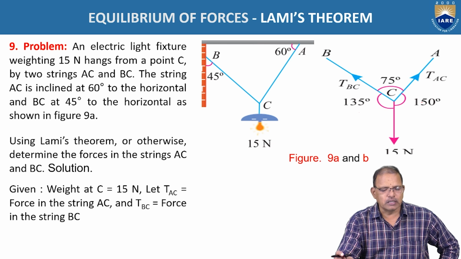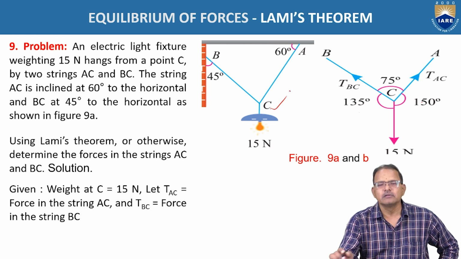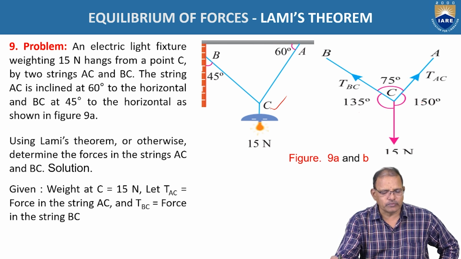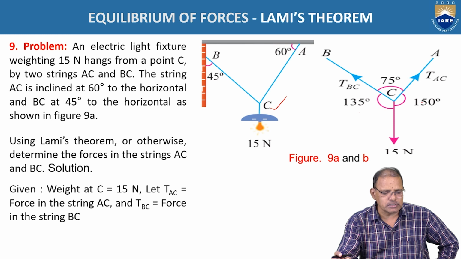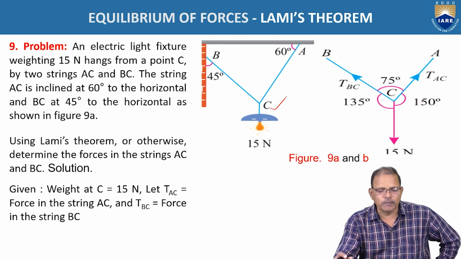Here the problem is: an electric light fixture weighing 50 newtons hangs from a point C, as shown in the figure, by two strings AC and BC. The string AC is making an inclination of 60 degrees to the horizontal and BC at 45 degrees from the vertical, as shown in the figure. Using Lami's theorem, determine the forces in the strings AC and BC as shown in the problem.